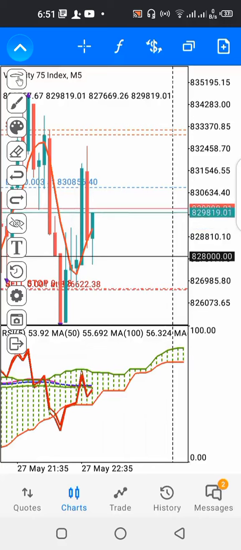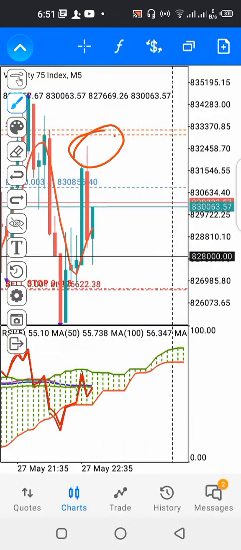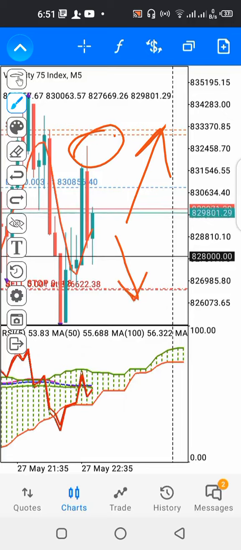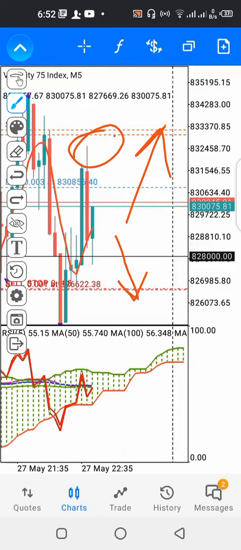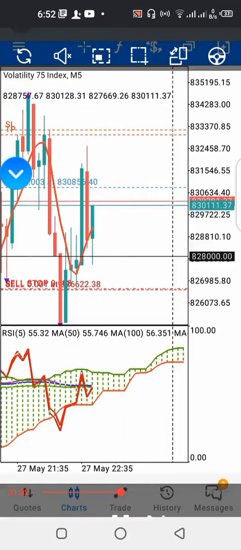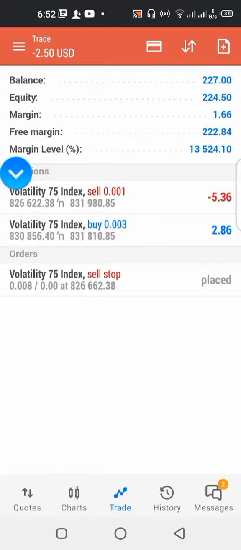So with the retracement around here, we are just going to observe if price is going to go up to trigger the take profit and close the two trades, or if price is going to drop and then trigger my second hedge trade, which is a sell stop of 0.008. Let's see how it goes. So I'm going to fast forward the video just to see what happens.